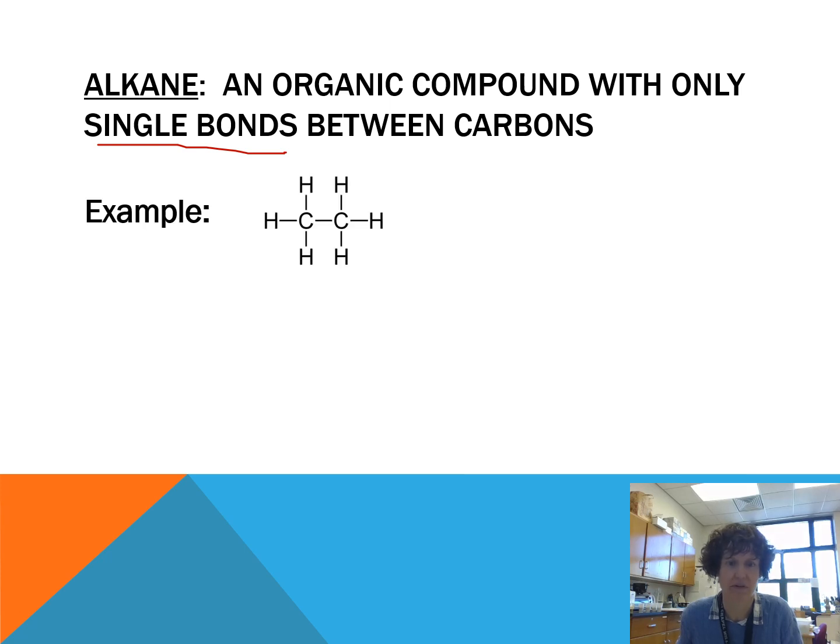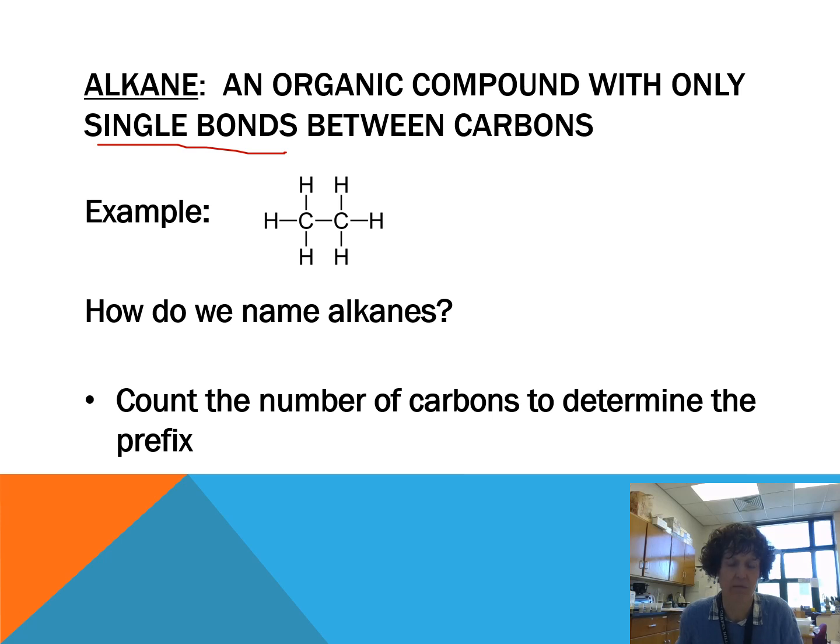So alkanes, here's an example of an alkane. Notice we've got 2 carbons that are bonded to each other. There's a single bond in between them. So if it were not a single bond in between those carbons, then we would have to use a different system. But this is going to be an alkane. So the first thing you're going to want to do, if you're going to name this, is figure out the number of carbons. And the reason you want to know the number of carbons is to determine the prefix.